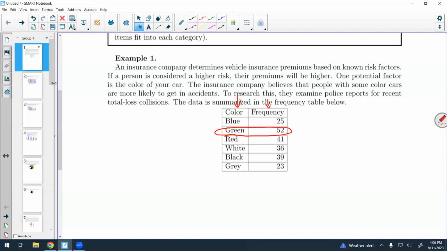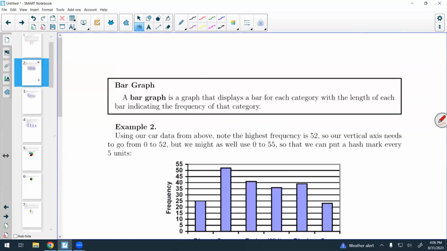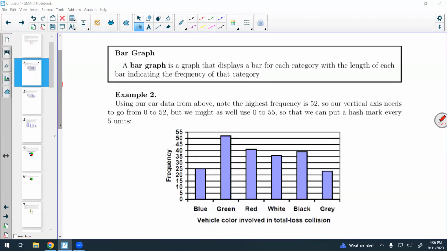So another way we can look at the same data is called a bar graph. It's a graph that displays a bar for each category with the length of each bar indicating the frequency. So using the same data, we might draw a bar graph like this. Now our highest frequency was 52, but you might want to think about going a little higher just in case. Plus we can go from 0 to 55 and then have it nice and evenly spaced in 5-unit intervals.